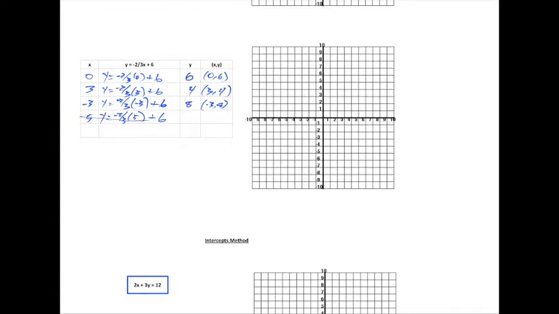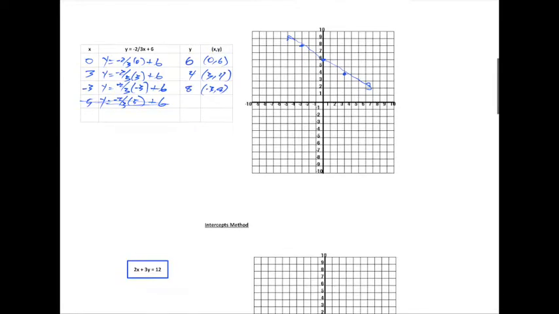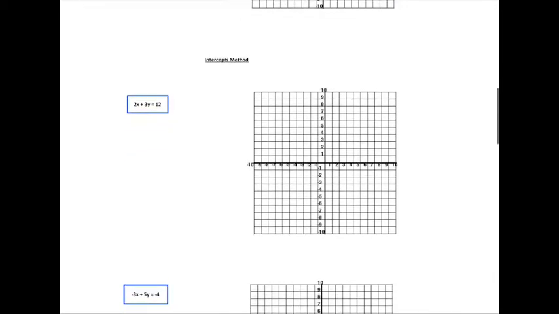For the sake of time, I'm not going to worry about this, and we're just going to plot these 3 points. So we're going to go (0, 6), (3, 4), and (-3, 8). And I can see that these 3 are all lined up nice. And there's my line. Okay? All right. Now let's move to the intercepts method.